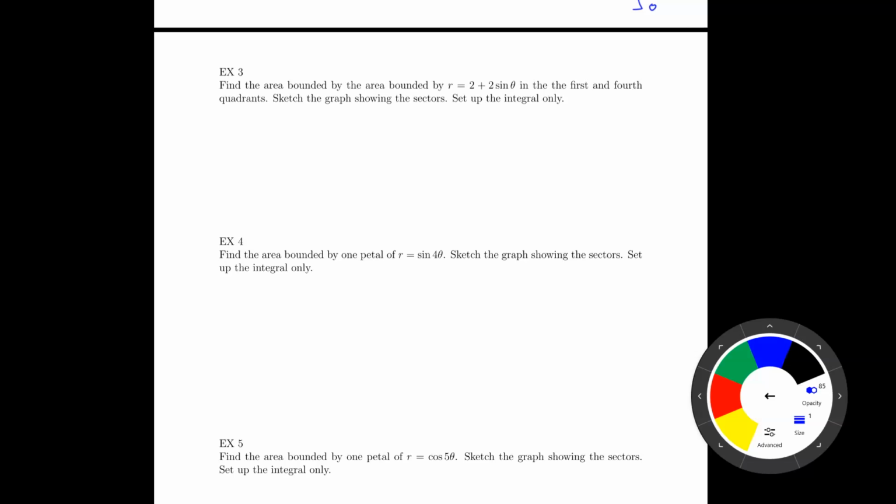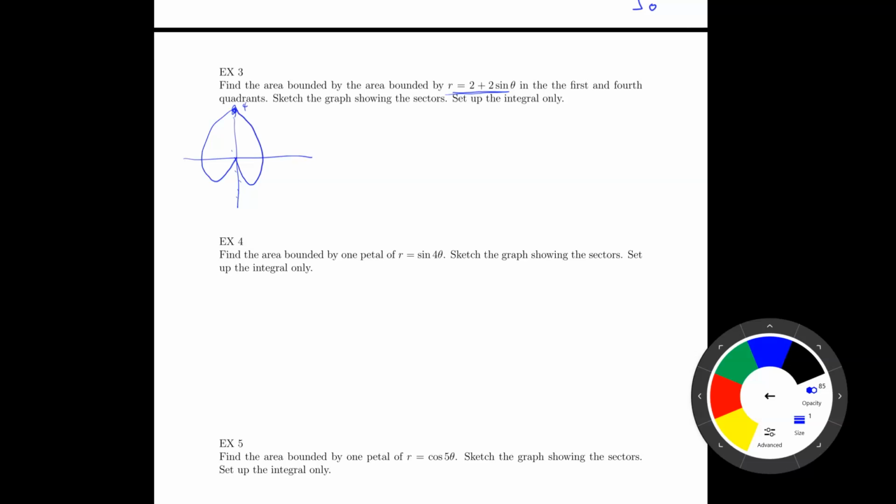So to find the area bounded, you always want to make the graph first. So this is a cardioid, its sine, so it's symmetric with respect to the y-axis. I know just by plotting a few points, it looks like here and here and here. Okay, so there's the cardioid.